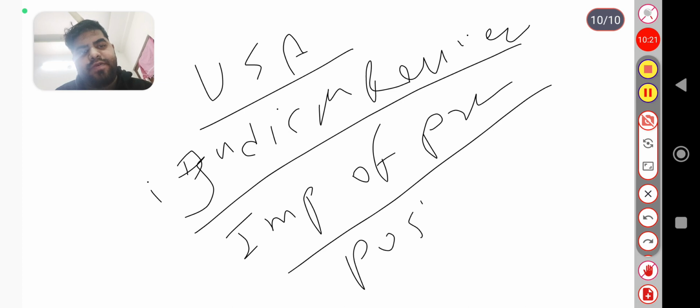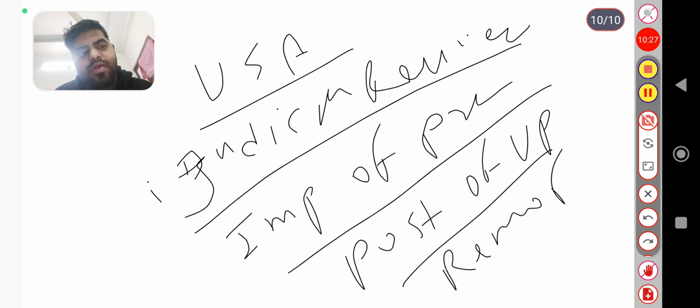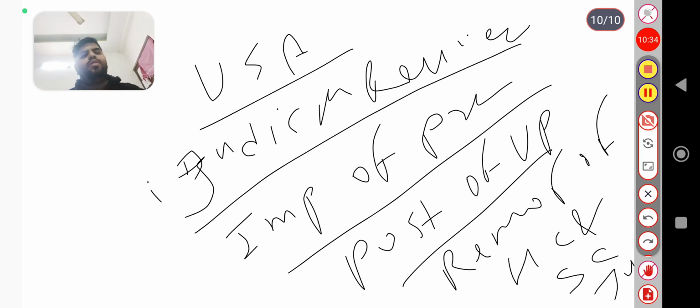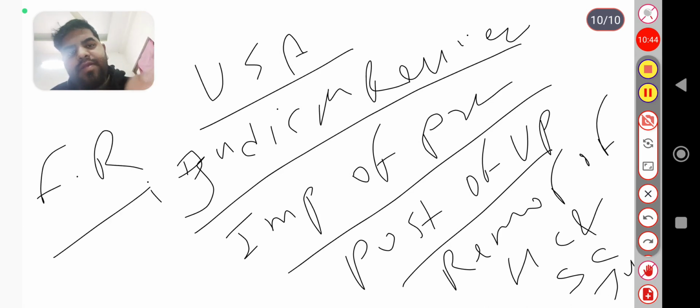post of vice president, removal of High Court and Supreme Court judges, and main point is fundamental rights. Fundamental rights. So these are the points.